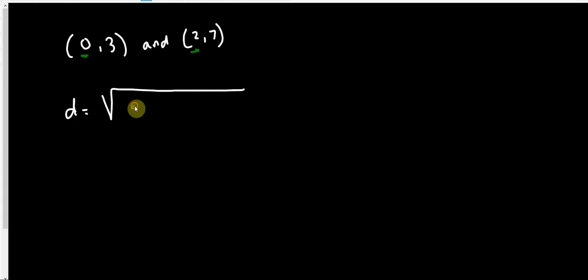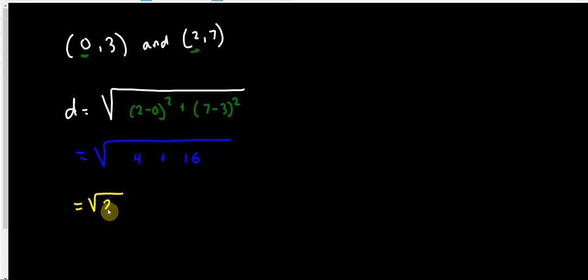2 minus 0 squared plus subtract the y's. 7 minus 3 squared. Okay. Now see, 2 minus 0 is 2, so 2 squared is 4. 7 minus 3 is 4. 4 squared is 16. 4 plus 16 is 20. So I need to find the square root of 20.